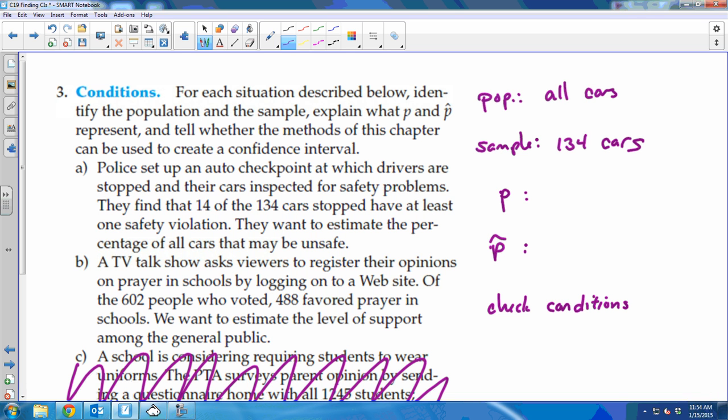So what does P represent? We don't know P, but what does P represent? The proportion of unsafe cars. And then what does P hat represent? Right, proportion of unsafe in my sample.